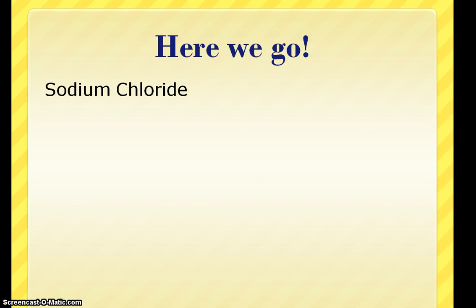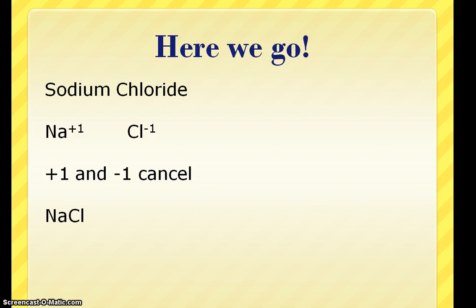So here we go. We're going to start with sodium chloride. Sodium is a group 1 metal, so it has a positive 1 charge. Chlorine is a group 17 nonmetal, so it has a negative 1 charge. Well, +1 and -1 equals 0, so we say that they cancel. When they cancel, that means everything is electrically neutral, and our positives and our negatives equal each other. So we're just going to smush it together, and we're going to have NaCl, table salt.